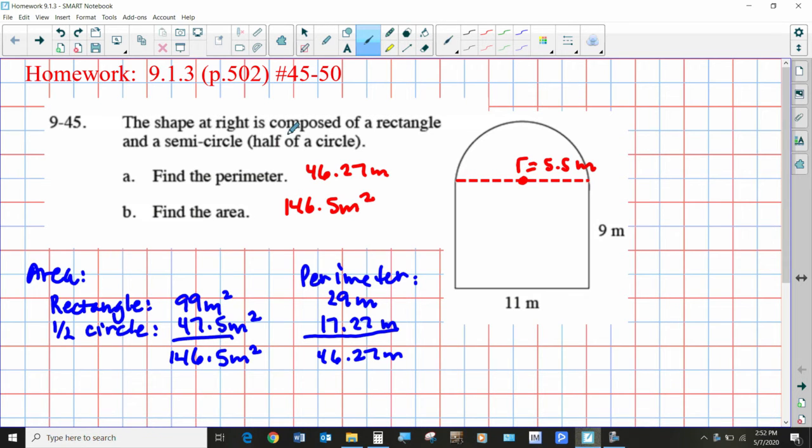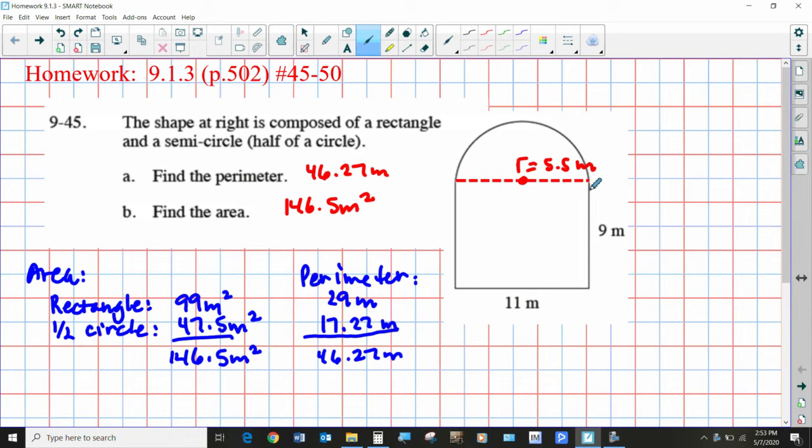Alrighty, let's take a look at the homework here. Here we've got a composite shape. Looks like it's made up of a rectangle and a circle. If you draw this imaginary line straight across here at the top of where the straight line ends and it starts to curve, then what you basically get is a diameter of this circle. And since the distance from here to here is 11 meters, then the radius must be 5.5.